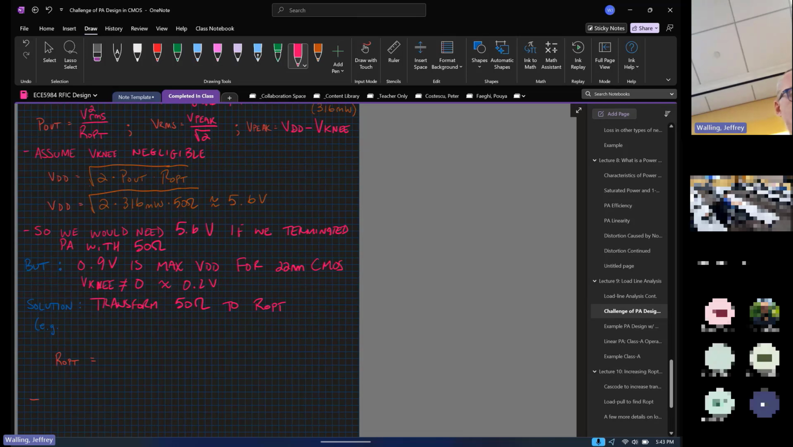All right. Now, ultimately, what are we doing here? By transforming from a high impedance to a low impedance, we're going to be reducing the voltage swing down to levels that can be supported by a smaller supply voltage. And at the same time, we're going to be increasing the current swing.